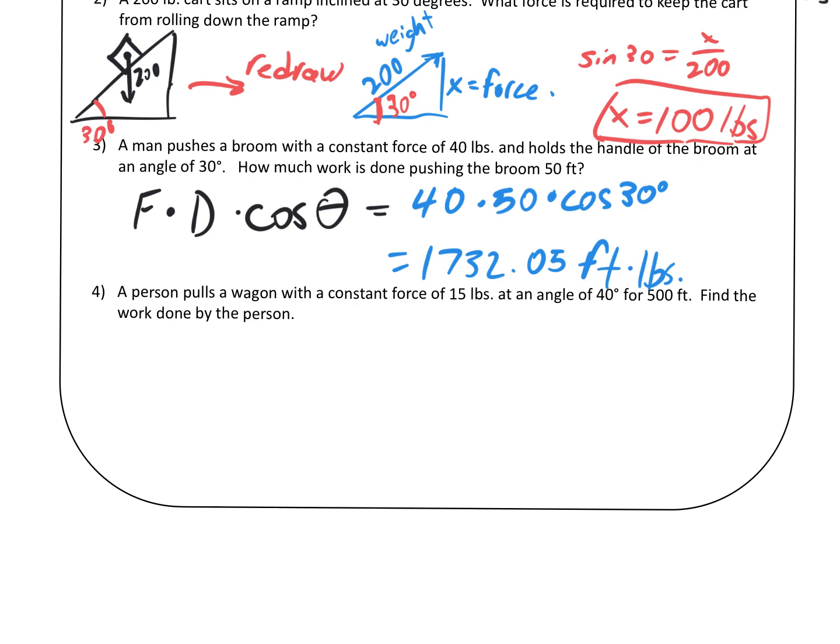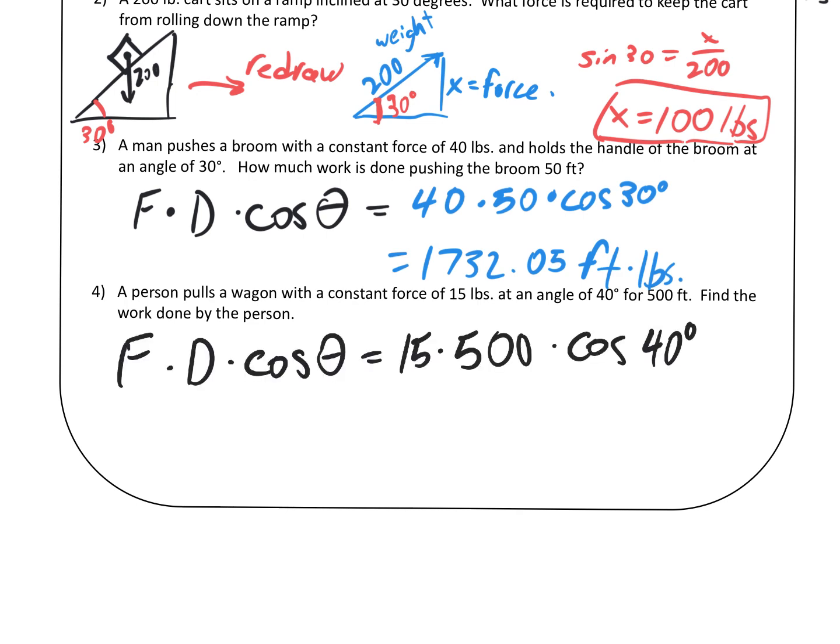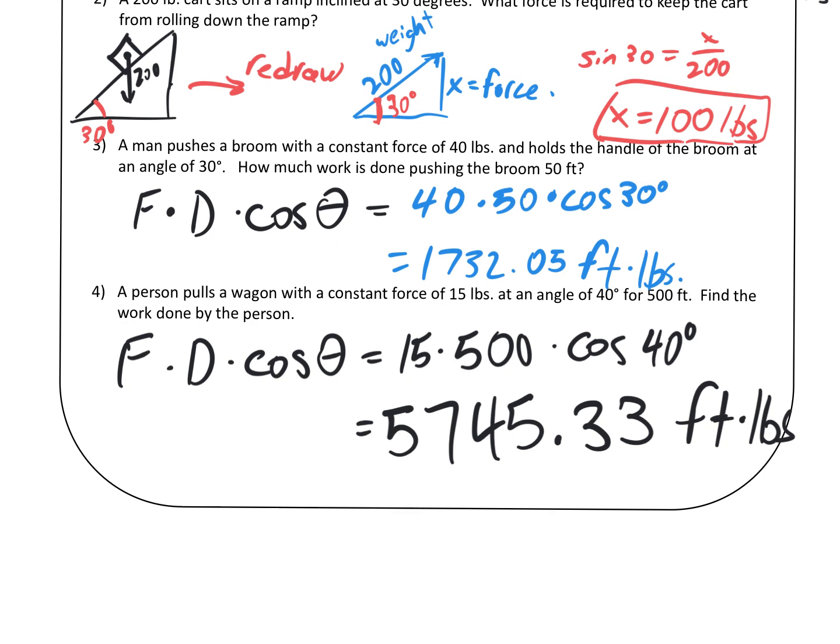You can solve the next problem the same way. Go ahead and try it if you want, and otherwise you can see my setup in just a second. Again, I went with force times distance times cosine theta, and then we go straight to our calculator. We'll plug this in, and you should get 5745.33, and it's going to be in foot pounds to represent our work.